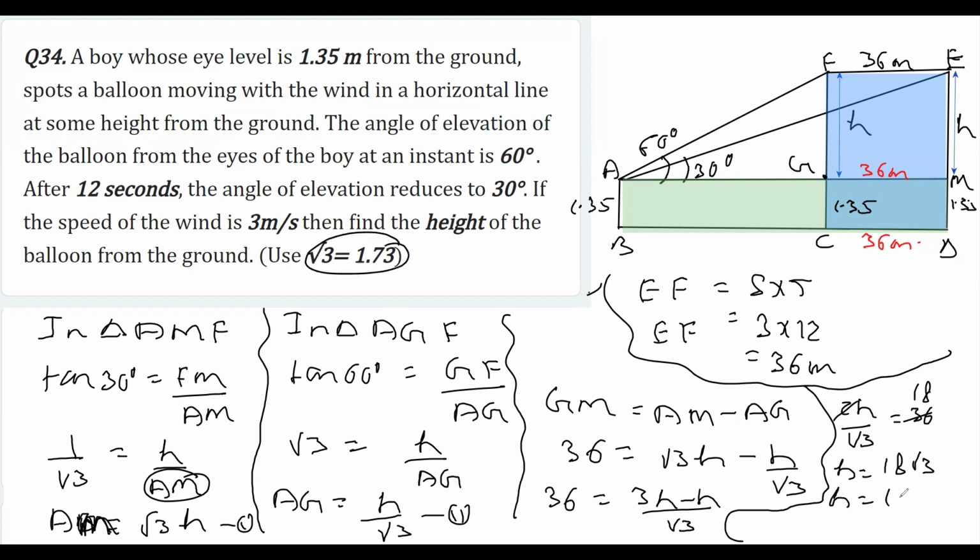Further, as I can see, the value of root 3 is given. So we will be placing this as multiplied by 1.73. So we'll multiply 1.73 with 18. So if I multiply, I should get 31.14.